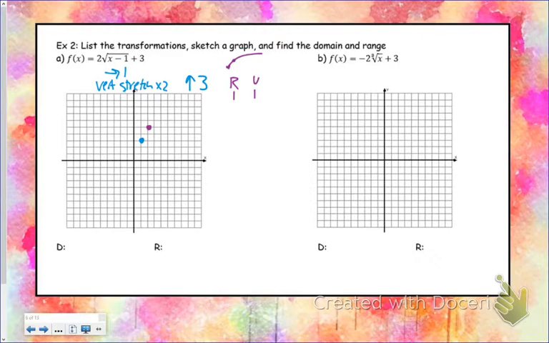Well, what's going to change due to this transformation is now it's being multiplied by 2. So now, instead of going right 1 and up 1, I'm going to go right 1 and up 2 from my starting point. Again, that puts me at the same point, but this is in relation to my start. So whatever method works best for you, just continue to use that method.